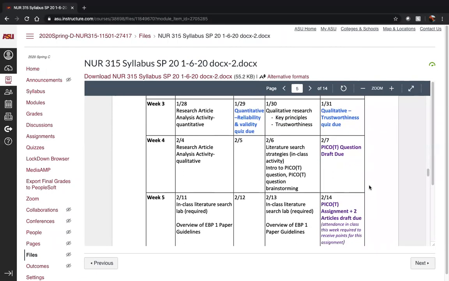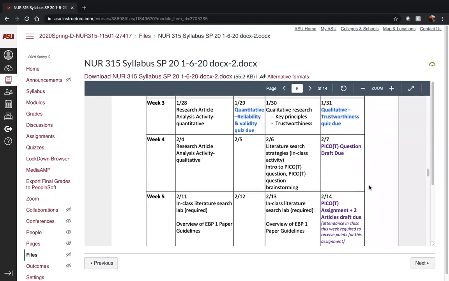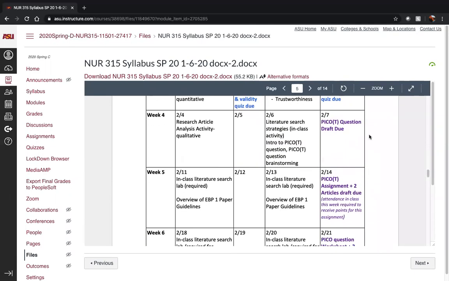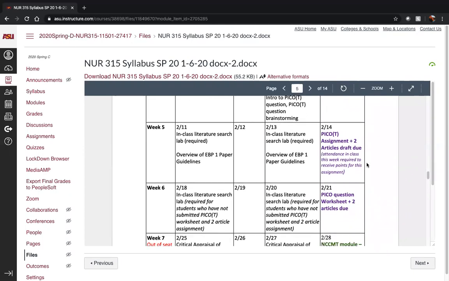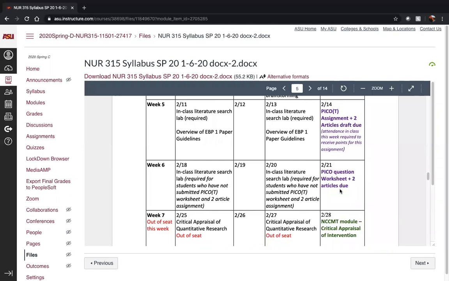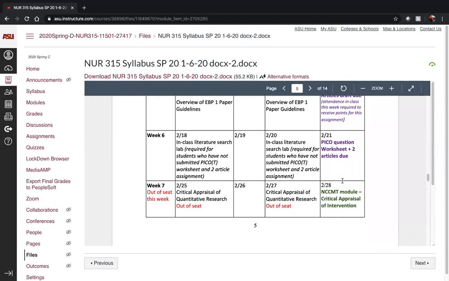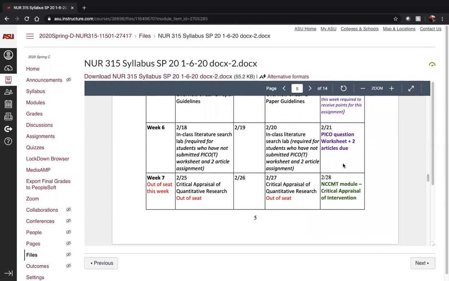And then down here, weeks 4, 5, and 6 is that question we were talking about. You're going to be developing this question. You'll submit just a draft of the question the first week. The next week, you'll submit an updated draft of the question plus some ideas for those articles that you're supposed to be finding. And then the last week, the actual final question will be due, as well as the 2 articles, your final 2 articles.